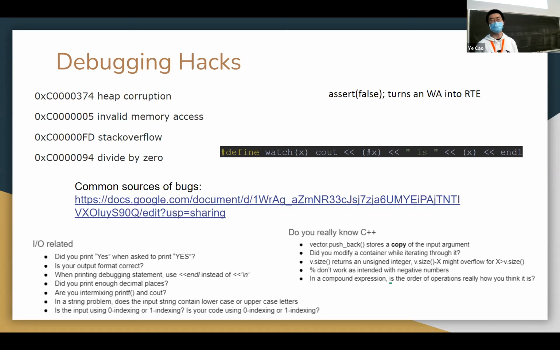Another debugging technique that I personally find useful: assert false. It will basically turn a WA into an RTE, because whenever that line is run, it automatically runtime errors the code. So if you think, at this place in my code, x should equal 0, is that actually the case? You can just assert x equals 0. If that does not hold, you automatically RTE your code. So you know, okay, this is working well. It helps you narrow down the source of your bug. This line is very useful.